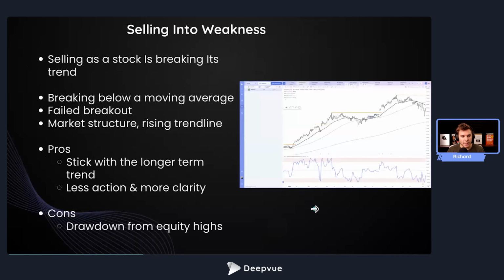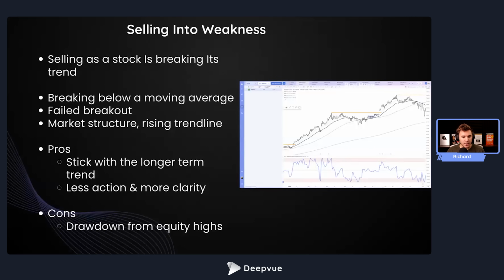All right, so selling into weakness, the other side of the equation. This is basically selling as a stock is breaking its trend. And there are many ways to define breaking an uptrend. It can be a break below a moving average. It can be a break of market structure, where we go from higher highs and higher lows to then forming a lower high and lower low. That can be an objective way of defining a break of trend.